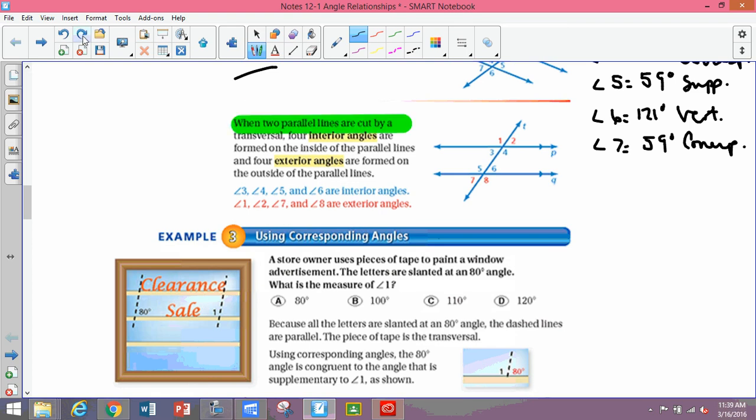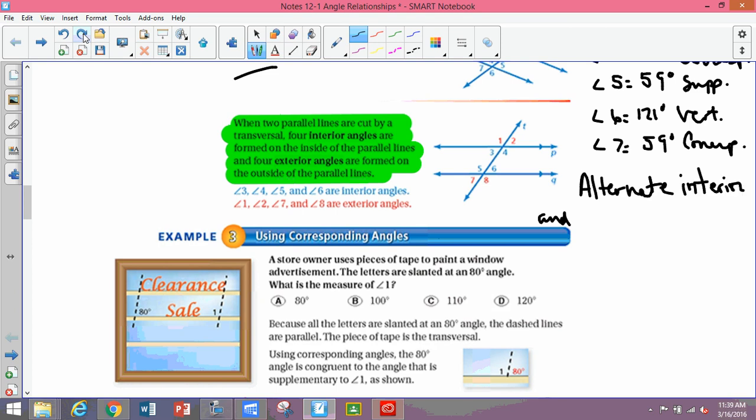So the next thing is something that's called interior and exterior angles. Interior angles are formed on the inside of the 2 parallel lines along the transversal. Exterior angles are formed on the outside of the parallel lines on the transversal. So the blue angles are interior, the red angles, numbered angles, are exterior in this diagram.